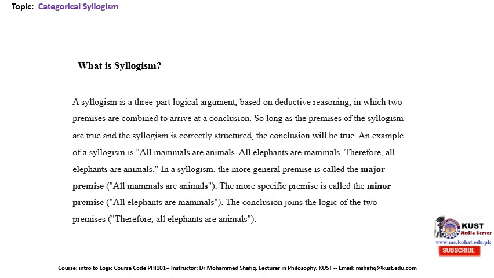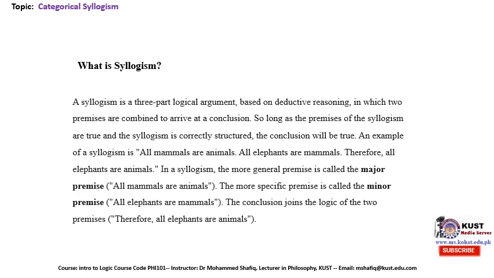What is syllogism, as I discussed in the previous lecture in detail, but we'll discuss it briefly again. I'll just read the definition for you. A syllogism is a three-part logical argument based on deductive reasoning in which two premises are combined to arrive at a conclusion. So long as the premises of the syllogism are true and the syllogism is correctly structured, the conclusion will be true. Rather, it will be 100% true, as discussed in the kinds of arguments.